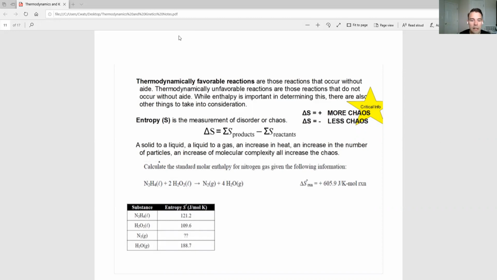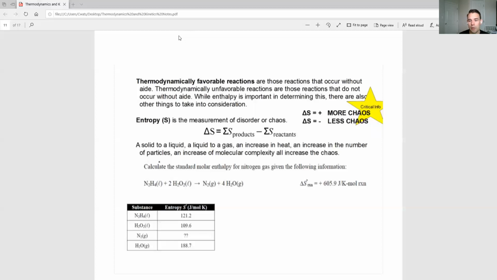Today, we're going to finish our thermal portion of this unit by talking about thermodynamics. More specifically, if a reaction can be thermodynamically favorable or unfavorable. Thermodynamically favorable reactions are those reactions that occur without aid. Thermodynamically unfavorable reactions are those reactions that do not occur without aid.